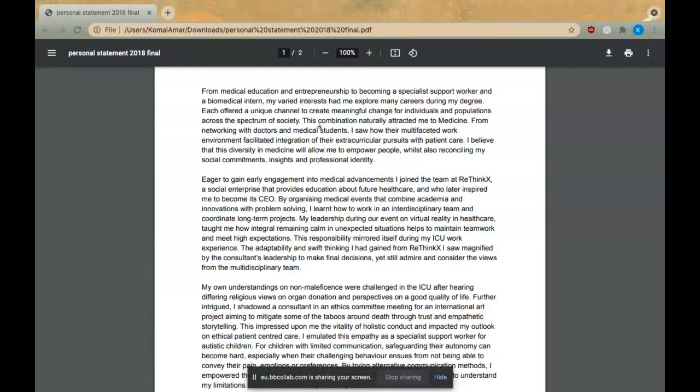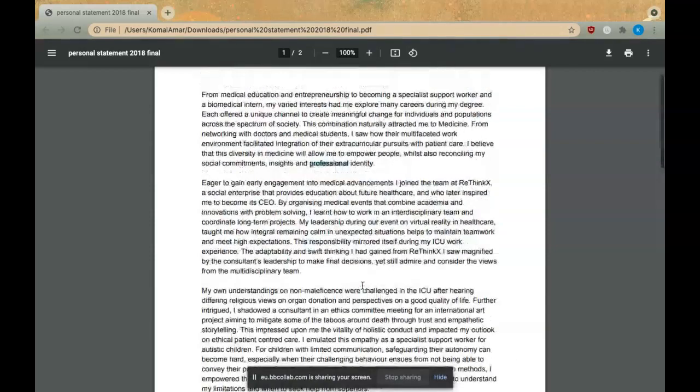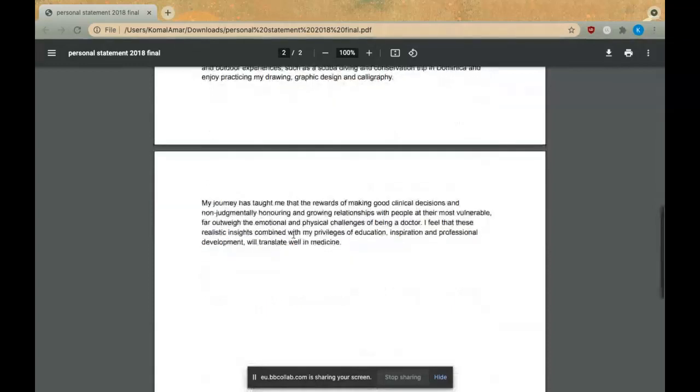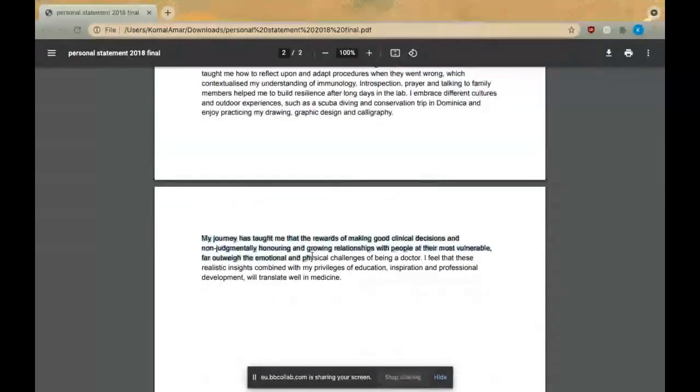So here I've literally written that it was a combination of all these different areas of my life. And I feel like if I were to combine these different areas of my life, I'd be able to sort of reconcile my social commitments, insight, professional identity, and channel it into medicine. So that was my introduction. It could be shorter, could be longer, doesn't matter. And then right at the end, I've got here sort of a realistic insight.